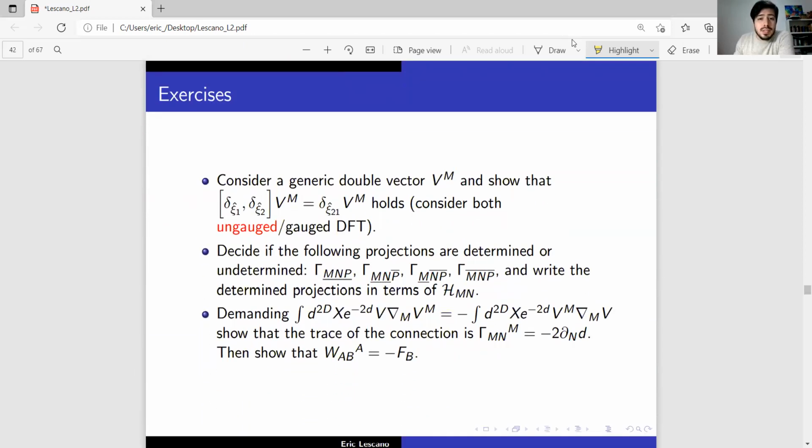Here you have the exercises. The exercise to prove this closure condition from the gauged part was already done by Gianluca. Eric, you have a question. So yes, I'll read the question. Is there a geometric reason for the connection between the fluxes and the Ricci scalar?